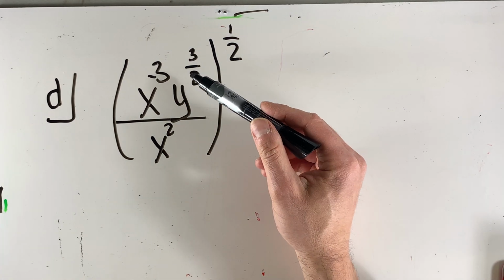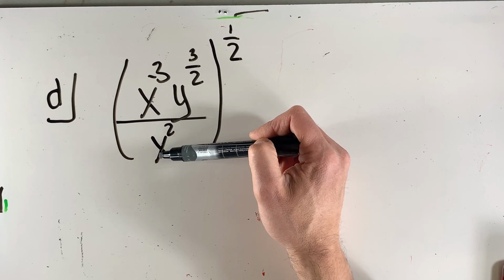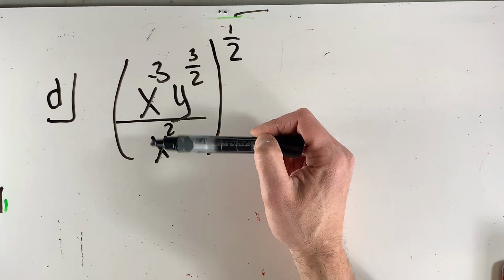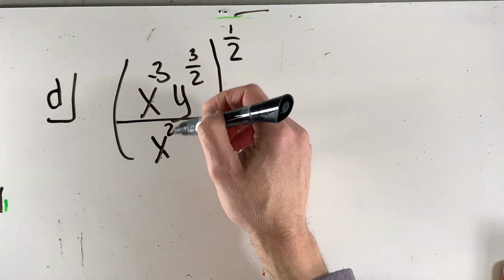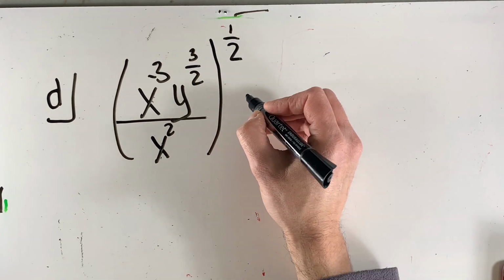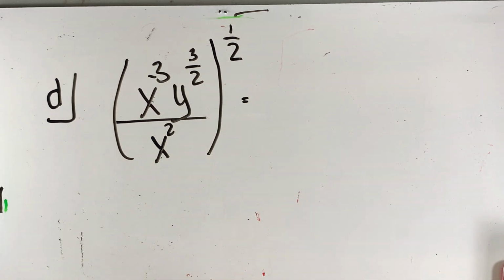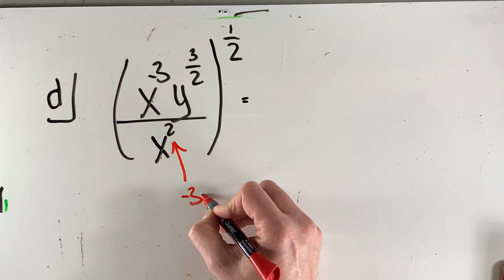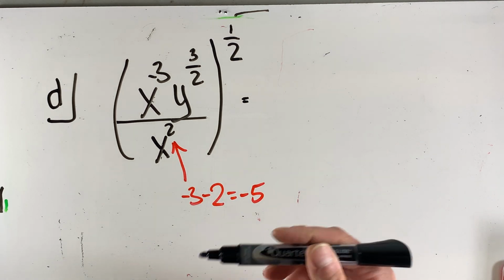Okay, now because you have a power upstairs and downstairs where the bases are the same, we could apply the quotient law first. The benefit of doing that is that we will eliminate the denominator. Okay, so we're going to apply the quotient law before we apply the outside exponent. Quotient law means we're subtracting those exponents. So we're going to have negative 3 minus 2 is negative 5. And I'm going to do 2 steps here.